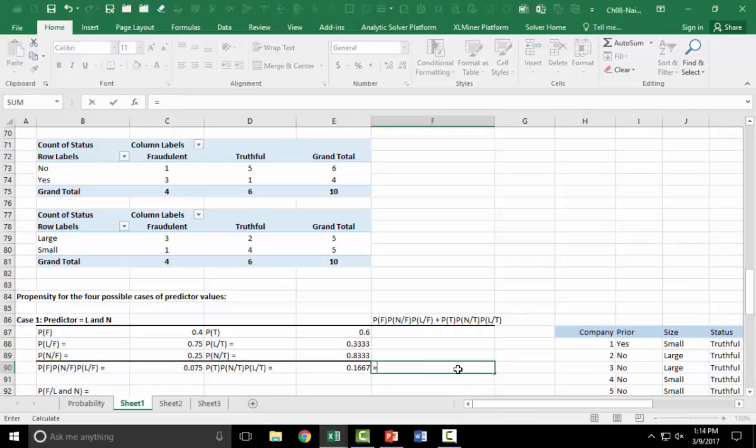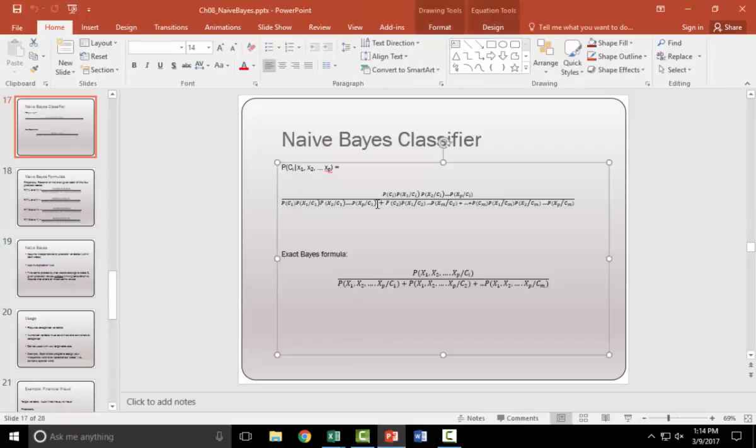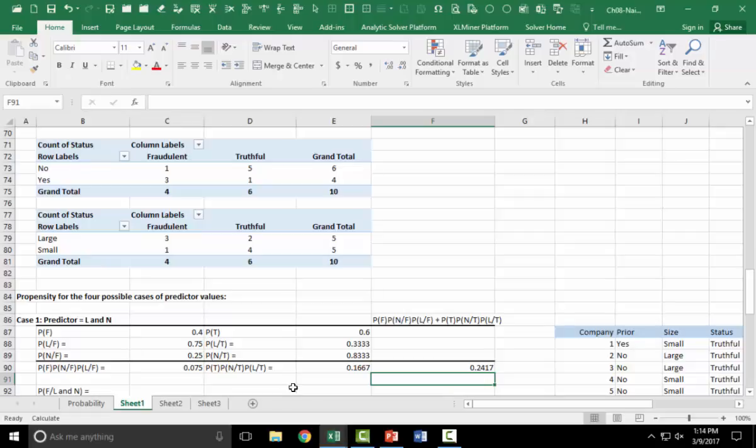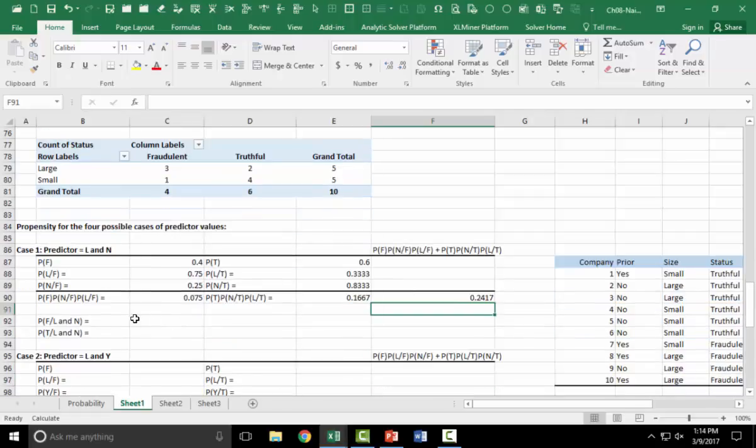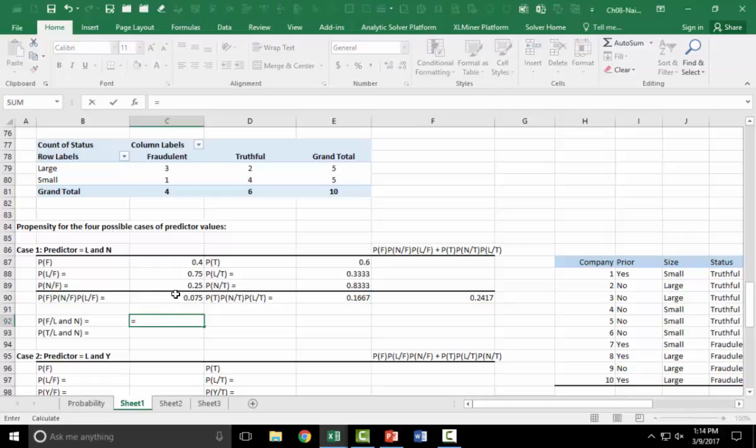Now if you add these two, that's our denominator. If you go back to the PowerPoint slide, you see that part. We had only two possible C values, C sub 1 and C sub 2, C sub 1 being fraudulent, C sub 2 being truthful. But if you have more than T and F, then you just keep doing that and add them all up. That's your denominator. And the numerator is whichever one that you want. If your event is fraudulent, then you use that, divided by the sum.